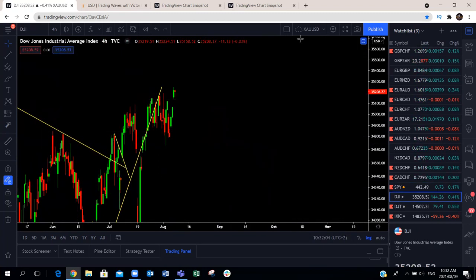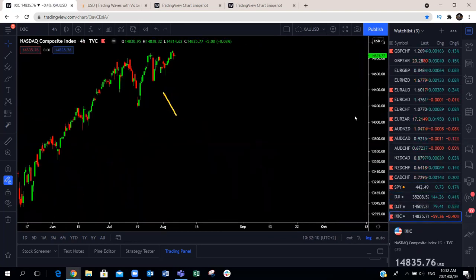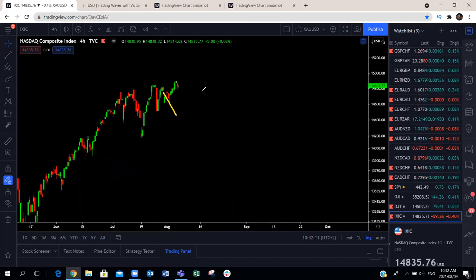On the 4-hour, you can see the Dow Jones is pushing up higher as expected. The NASDAQ, even if the NASDAQ can give us a structure like this, it will still be good for continuation to the upside. We are bullish on the indices.